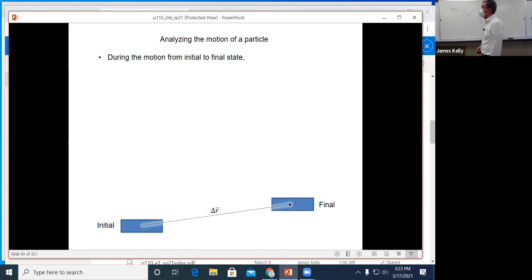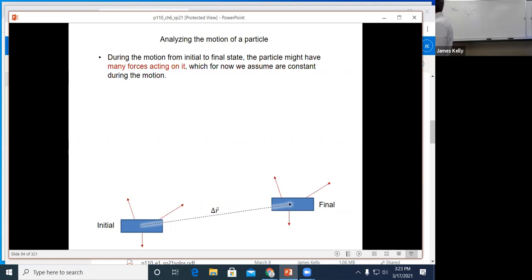And we're going to use our knowledge of kinematics to relate the work done on it by all the forces, the net work done on it, to something about its change in speed. So let's denote its displacement. We choose an initial and final state. Let's denote its displacement by delta R.